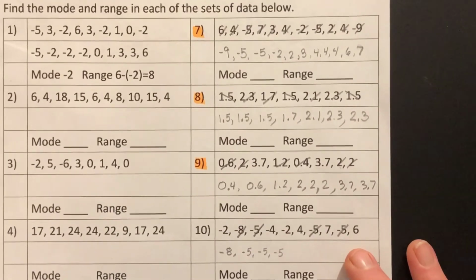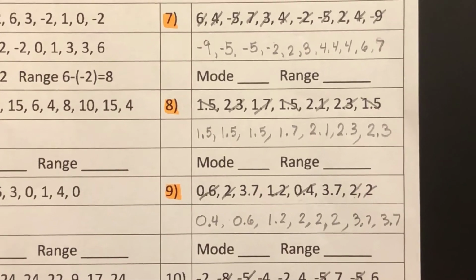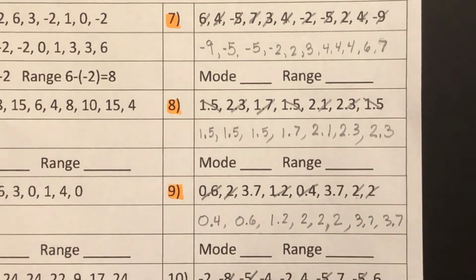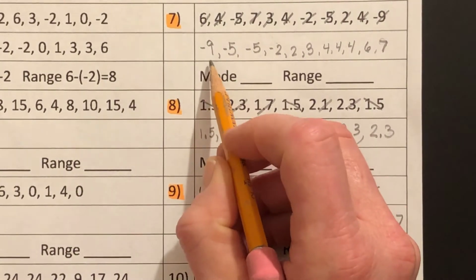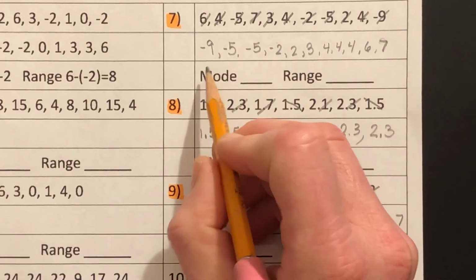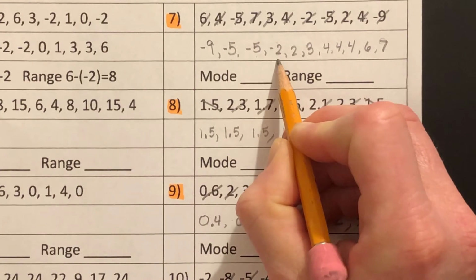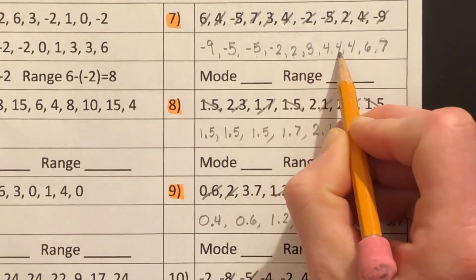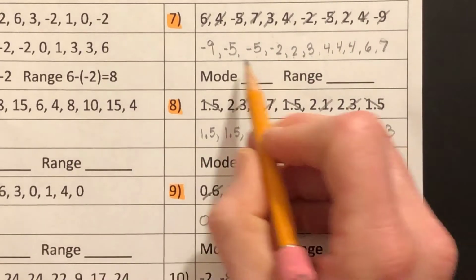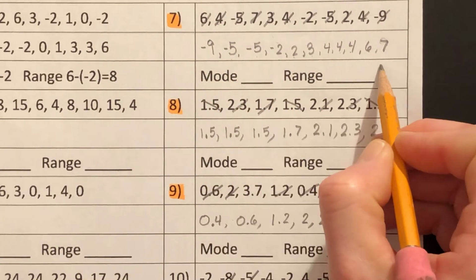We are ordering them from smallest to biggest. Since there are negative integers, we start with the smallest of the negative integers, which is -9, then -5s, -2, and then we go to the positives, 2, 3, 4, 4, 4, 6, 7. So that is the order from least to greatest.